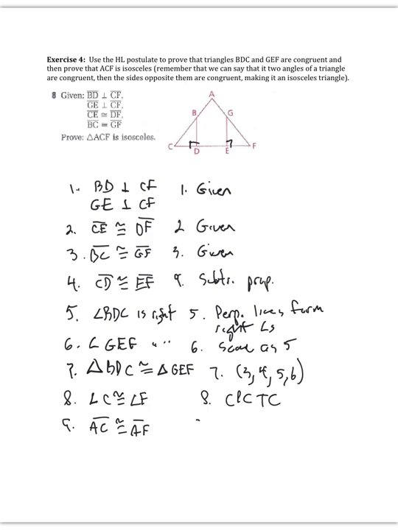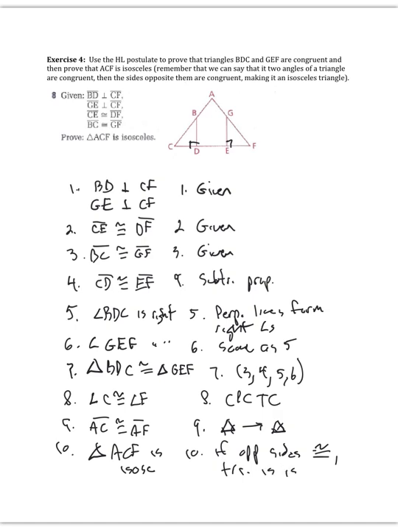And the reason would be if opposite angles are congruent, then opposite sides are congruent. And 10 would be that ACF is isosceles, and the reason would be if opposite sides are congruent, the triangle is isosceles. Okay, and that wraps it up for this document.